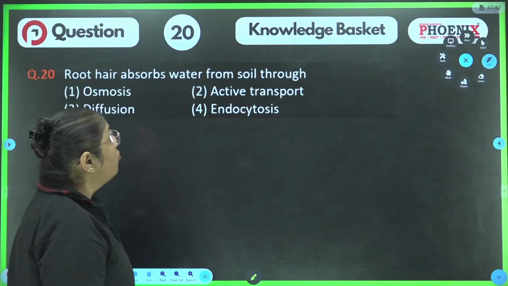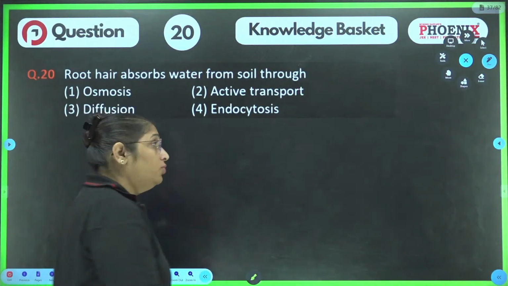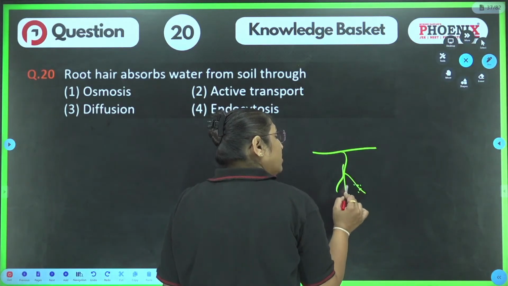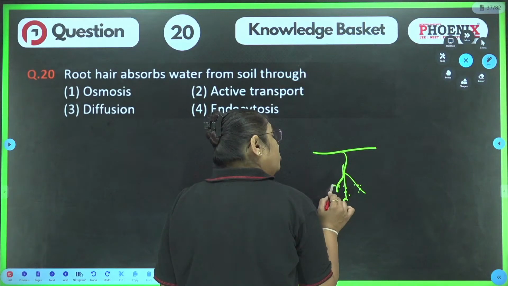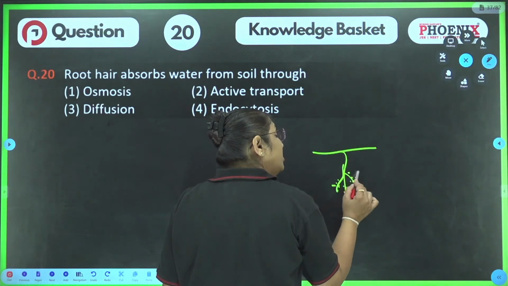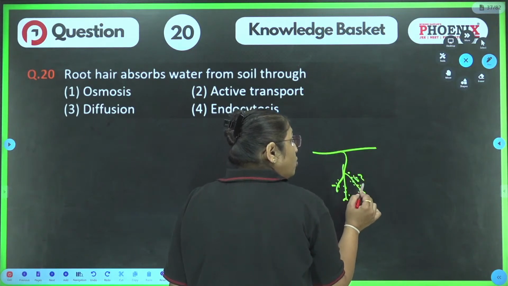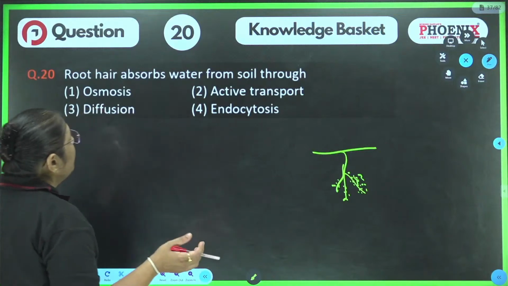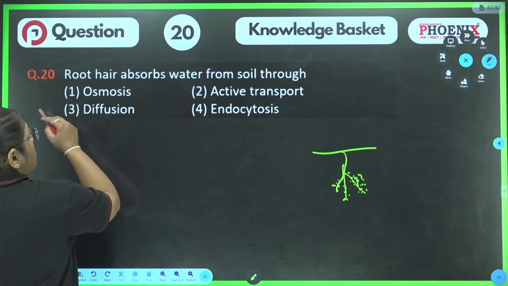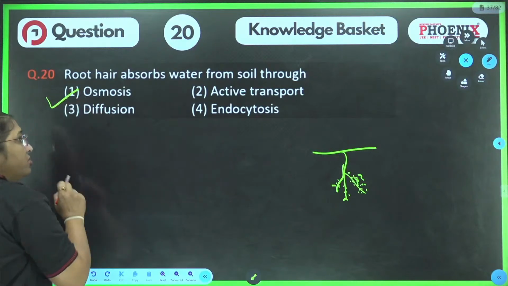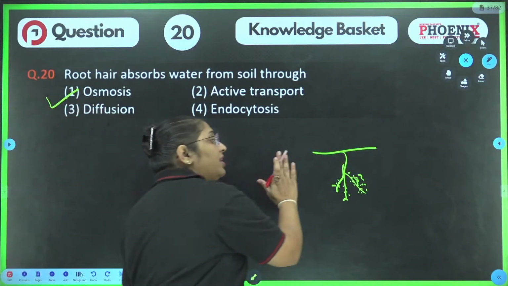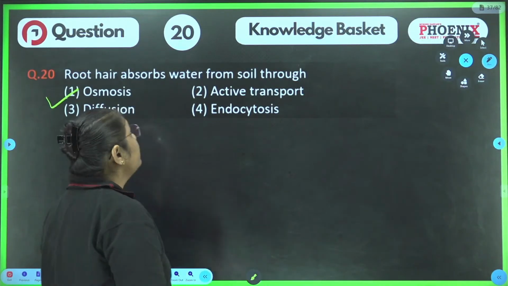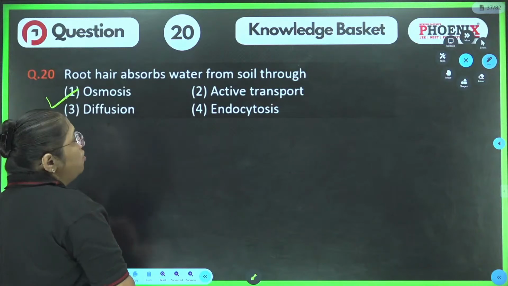Root hair absorb water from the soil through. Now root hairs are very minute and are present in the soil. There is a space between the soil particles, and from there they absorb the water. So answer is osmosis, because diffusion we had studied is between ions and gases, especially if it is water, then it is going to be osmosis.